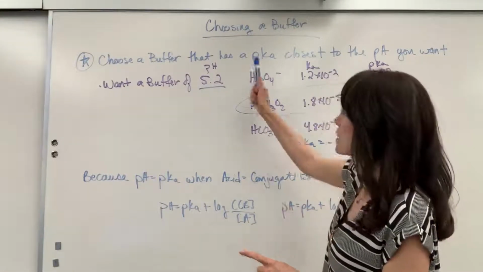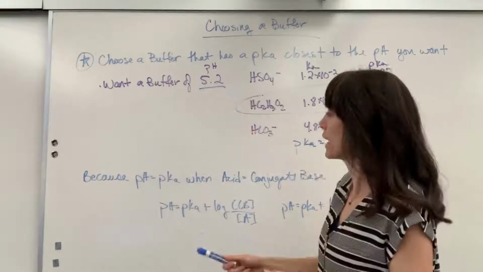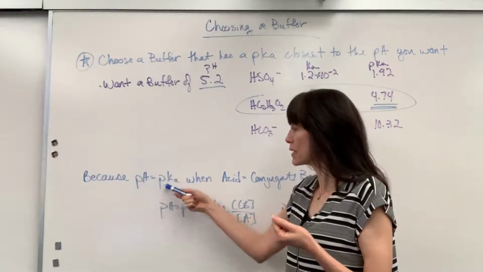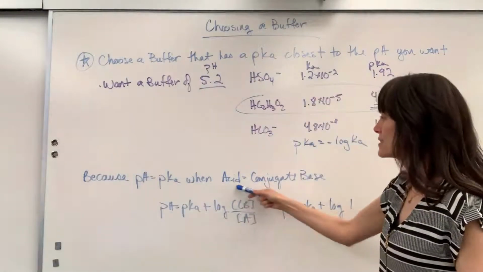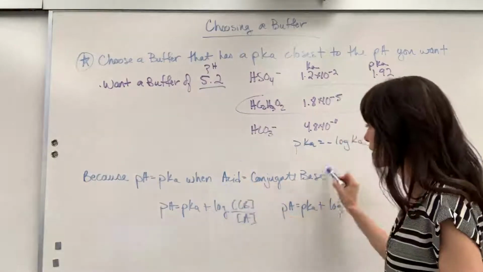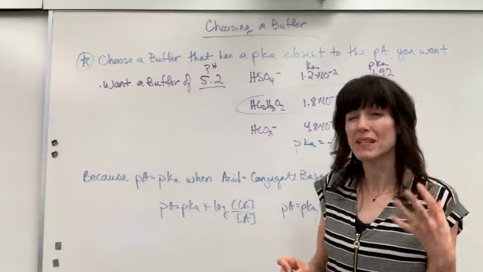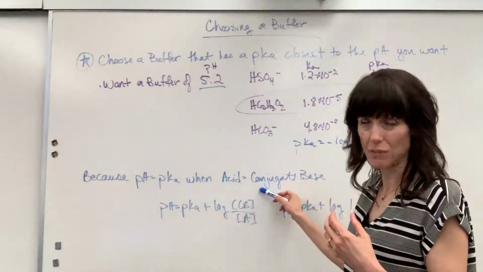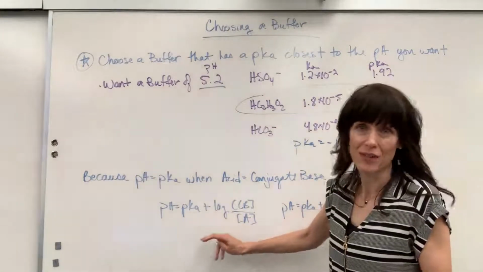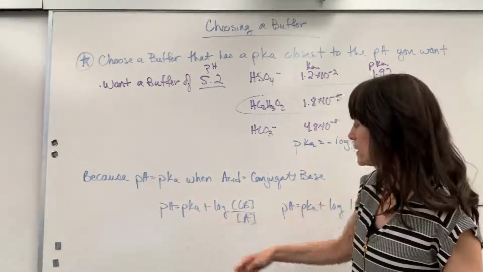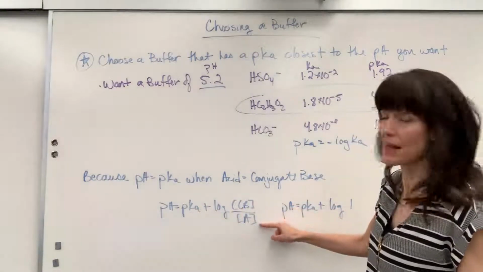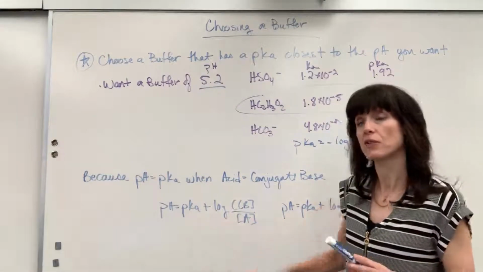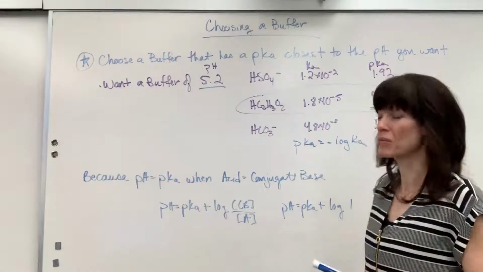You choose the pKa closest to the pH because, recall, when pH equals pKa, the acid equals the conjugate base, and that right there, that's your buffer. That's going to be your best buffer, when the acid moles equal the conjugate base moles. And a reminder of where this comes from: pH equals pKa plus log of conjugate base over acid. This is just our Henderson-Hasselbalch equation. Watch that video if you have questions on this under the acid-base equilibrium playlist.